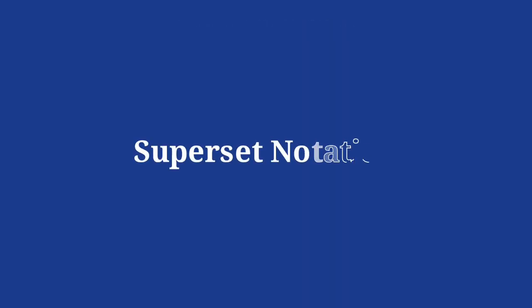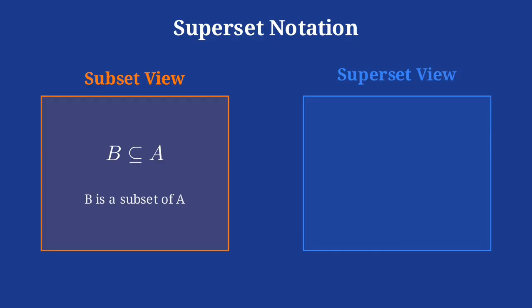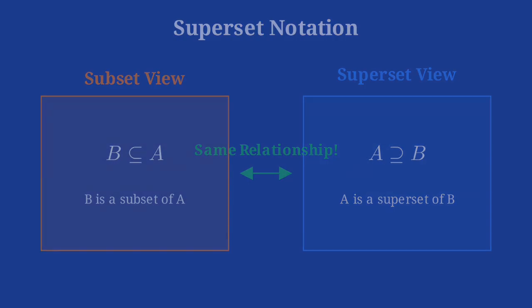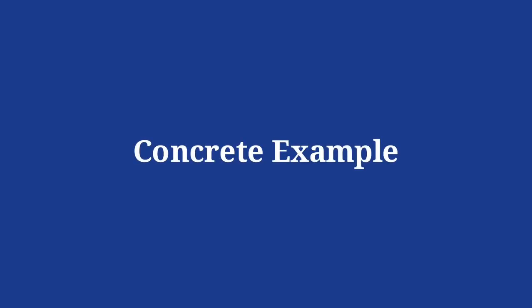Now let's look at the notation. On the left, we have the subset view. B is a subset of A. On the right, we have the superset view. A is a superset of B. Notice something important here. These symbols are expressing the exact same relationship, just from different perspectives. It's the same relationship. Let's make this concrete with an example.